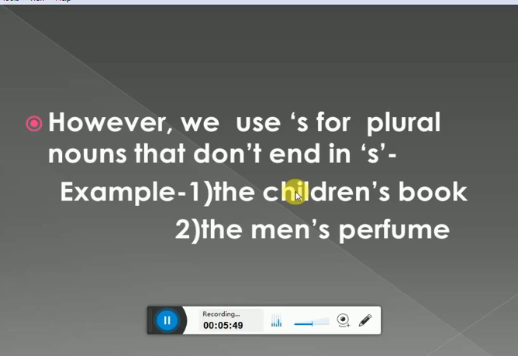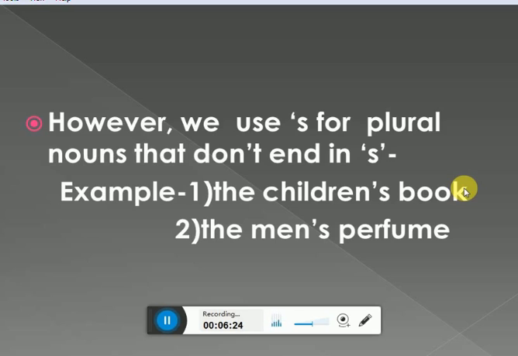Let's consider these two examples. Example 1, the children's books. There is a mistake here; it should be books. The children's books. The men's perfumes. The children's books, because we are talking about many children, the books belonging to many children.